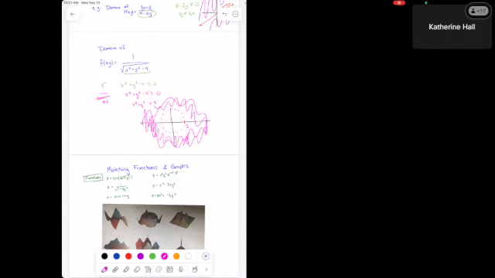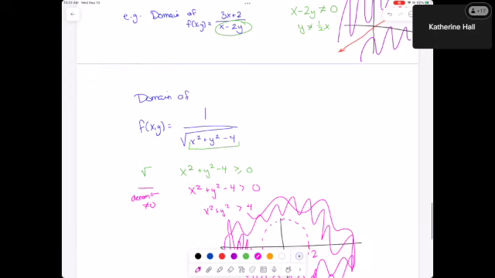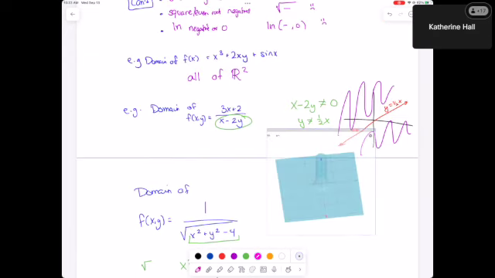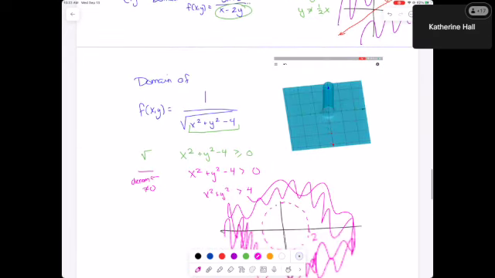Come on, move back over. Okay, so we got that.